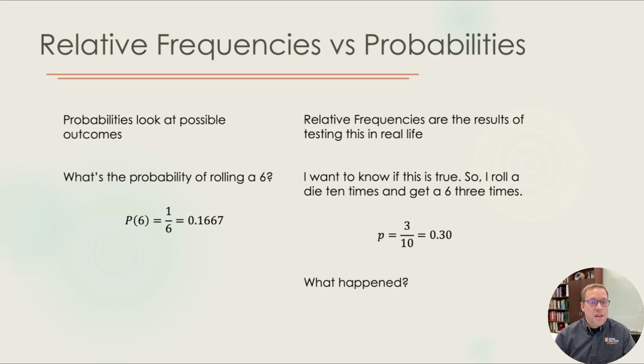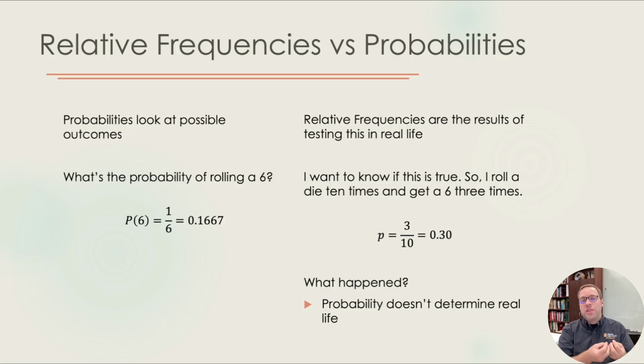What happened? My probability says that 16.67% of my rolls should be 6s. But I got 30% of my rolls being 6s. What happened? Well, not too hard to explain. Essentially, probability doesn't determine real life. We could say, what are the odds of something happening? But then once things actually happen in real life, it's a different story.